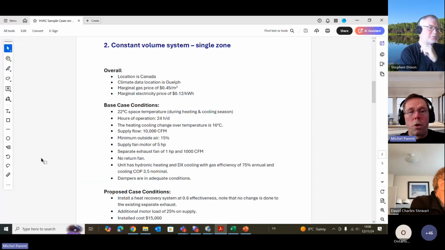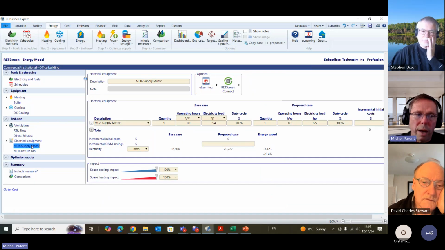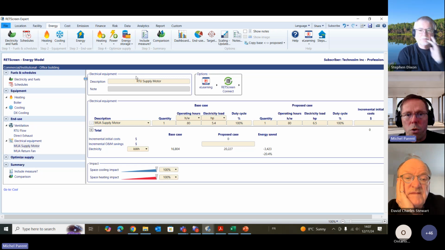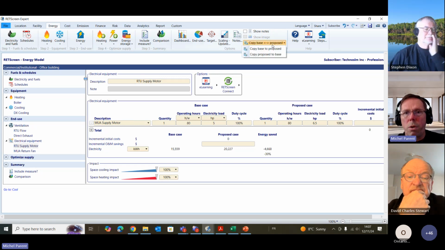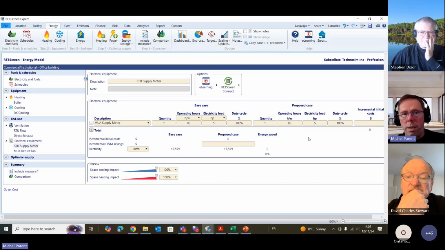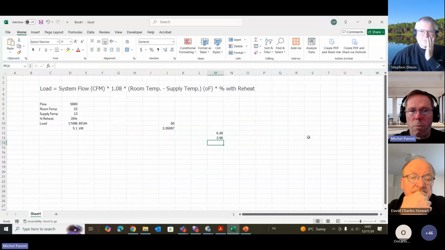So now we're going to go and do our fan motor. This one doesn't have a return fan. It's a supply fan motor only. And it's a 5 horsepower motor. So you could be tempted to go back here and define my supply motor. So all I'm going to do is say RTU supply fan motor. I'm going to enter 5 right here. And then I'm going to go copy paste proposed, and boom, it's done. Incorrect. That's the horsepower of the motor, which is not what is going to be the electrical draw.